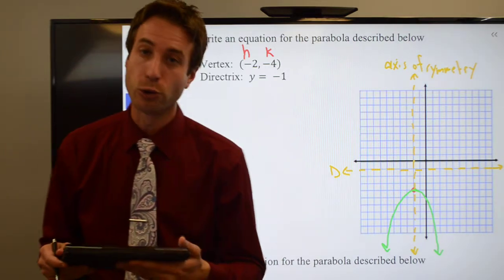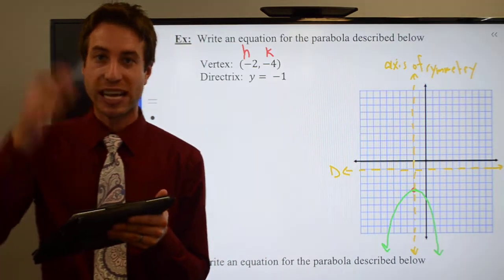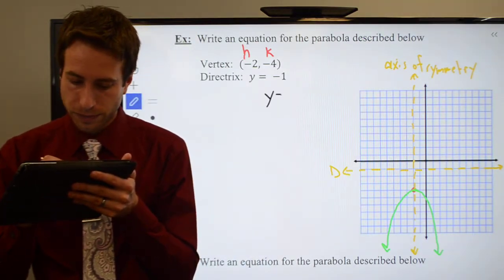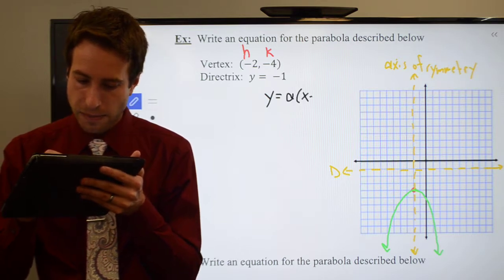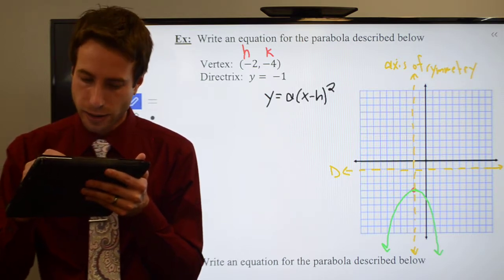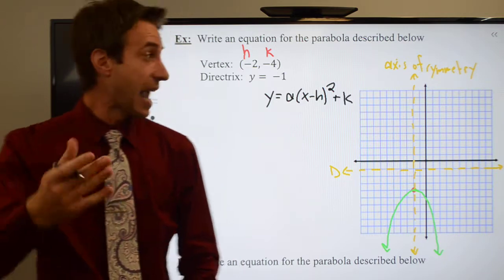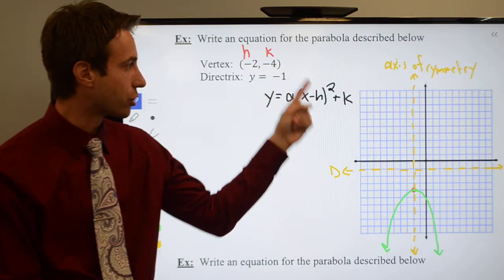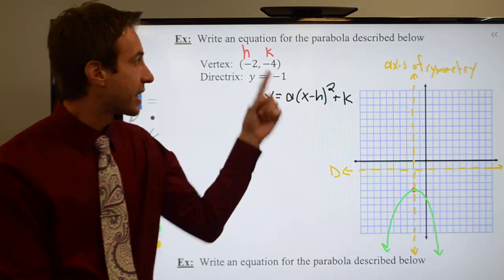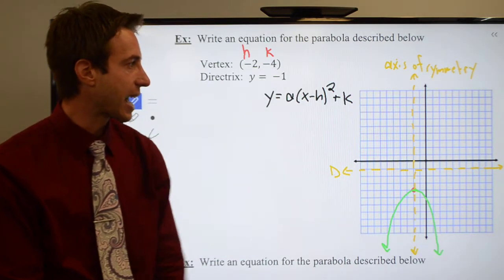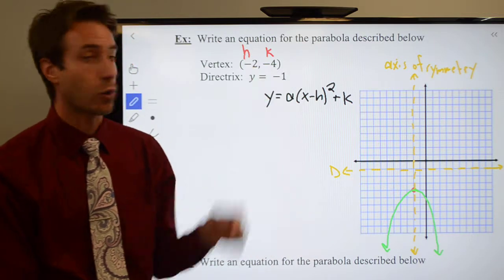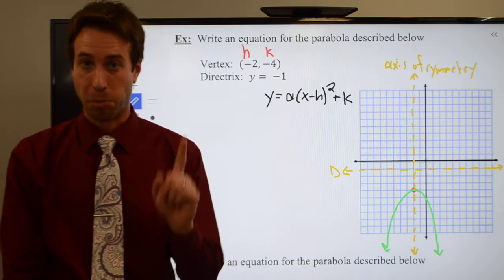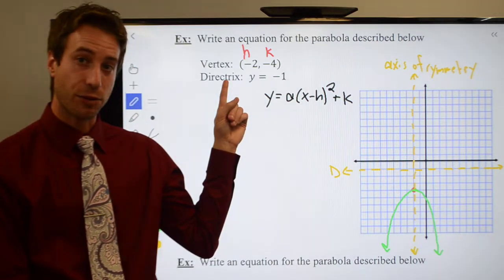Here's what that tells me. I go to my formula sheet, and the parabolas that are oriented vertically are y equals a(x minus h) squared plus k. And actually, I already know a lot of this. I already know what h is. h is -2, so I'll plug -2 in there. k is -4, so I'll plug -4 in there for k. So really, in order to write the equation, the only thing I don't know, since I know h and k, is a. But that's why I gave you the directrix.